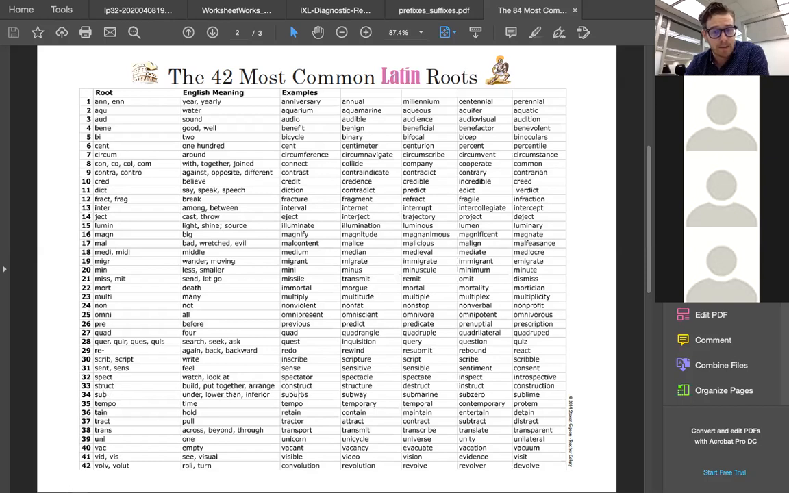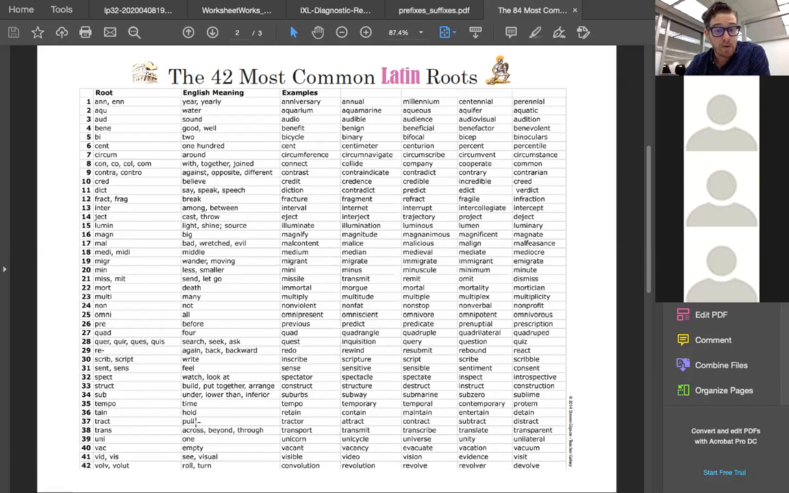Sub is below. Okay, so the suburbs are outside of the city. Subway is transportation that happens usually underground. Submarine is something that can go underwater. Sub-zero is below zero, okay? Tempo has to do with time, okay? So literally temporary, temporal.